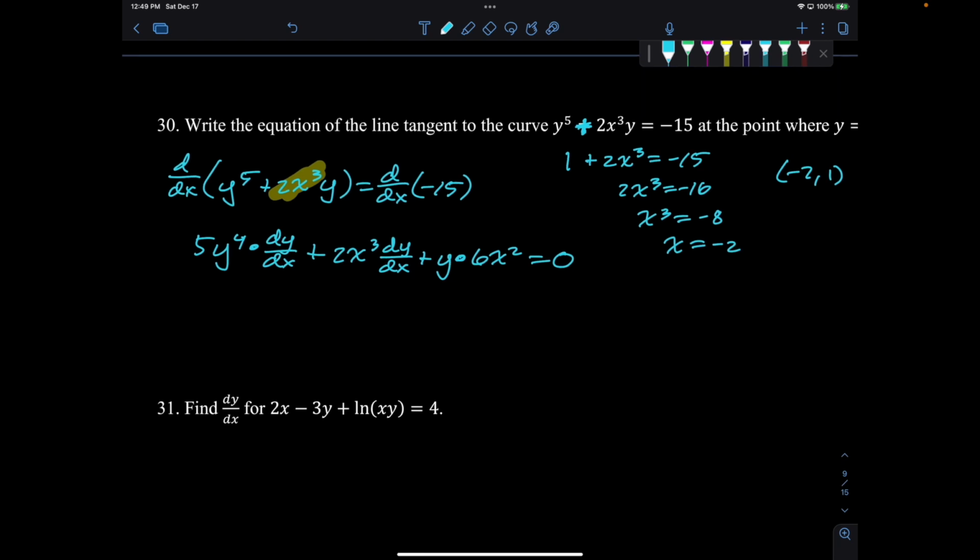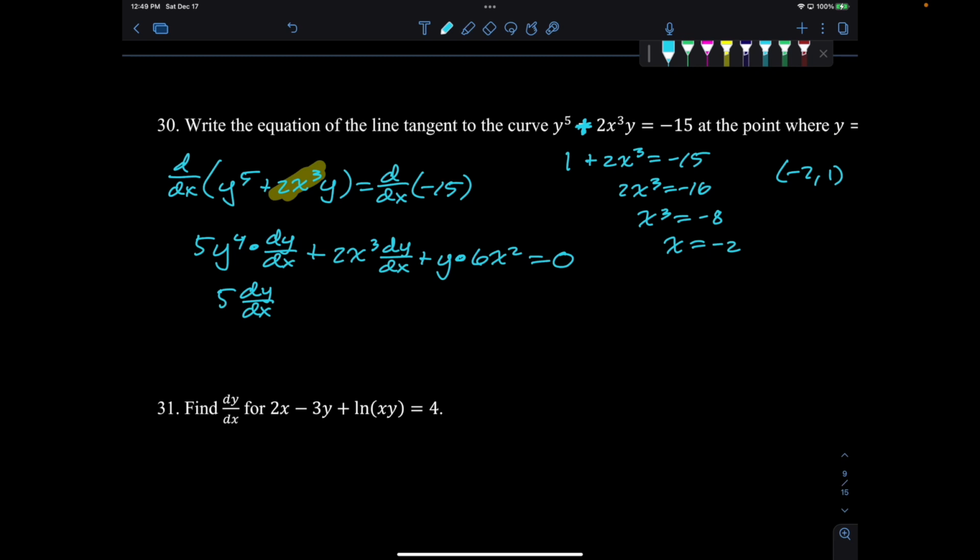I need to find dy/dx, and I know the ordered pair is (-2, 1). So I'm just going to sub in at this point. If y is equal to 1, this will be 5 dy/dx. This is a little easier sometimes than solving for dy/dx and then subbing in, because algebra is just harder than arithmetic, basically.